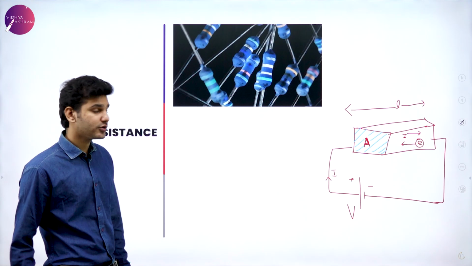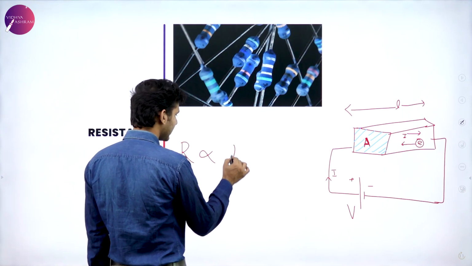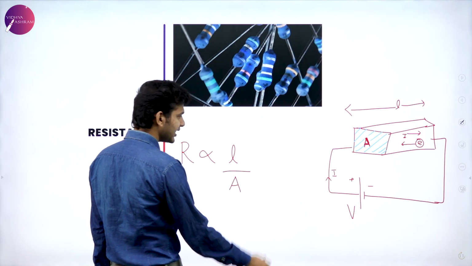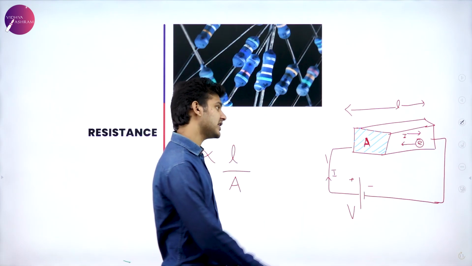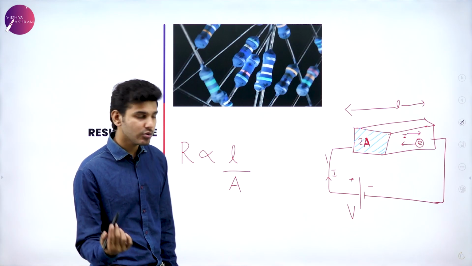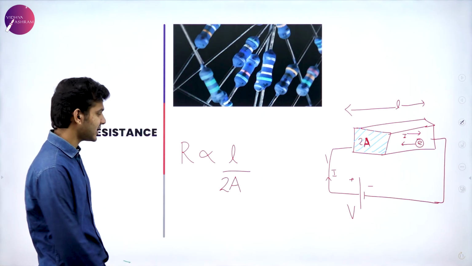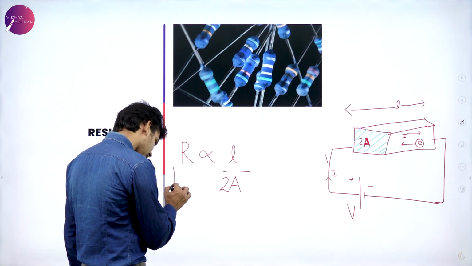So just now I told you that resistance is directly dependent upon length and inversely upon its cross-sectional area. That is, if I increase this area and make it double, that is 2A, then automatically the area is doubled, which means they are inversely related, which means the resistance will go down.